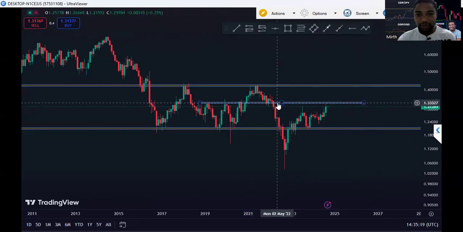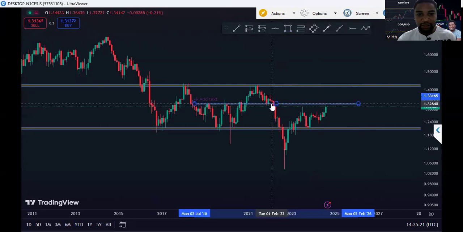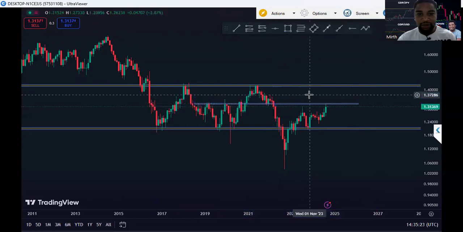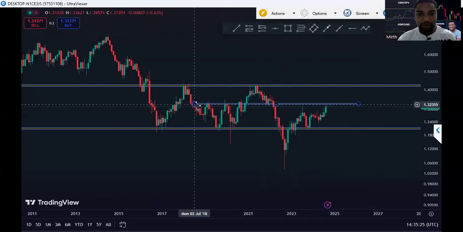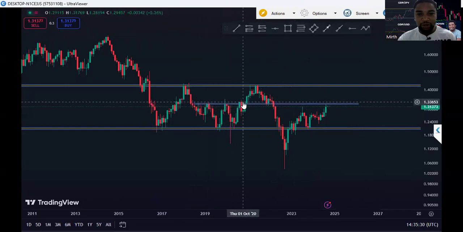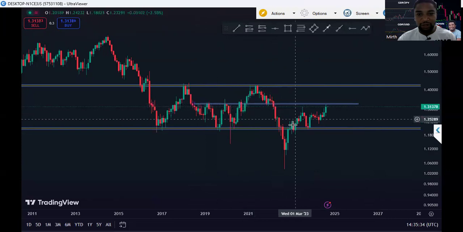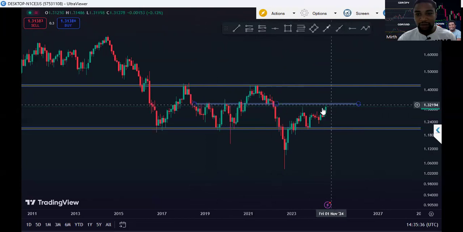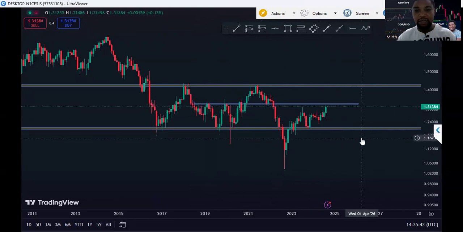If I'm marking out my key level, I make sure that it touches as many candle closes as possible. Look, there's a touch here, 2 touch, 3 touch, 4 touch, 5 touch, 6 touch. That's how I mark out my key zone. And if you see in this area, this market has also touched it here for the 7th time.